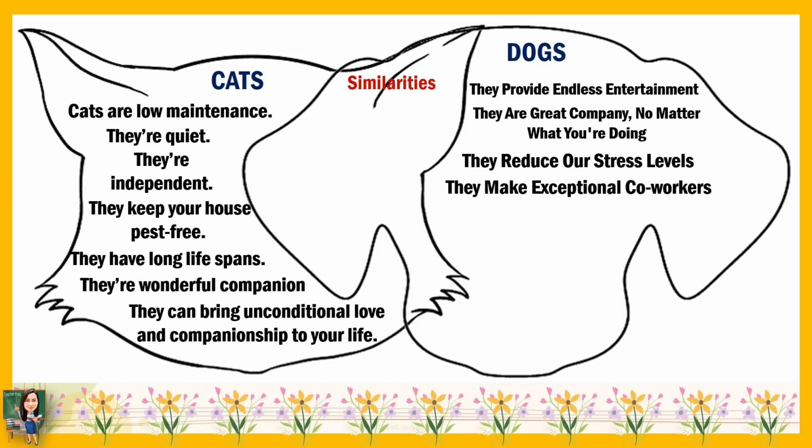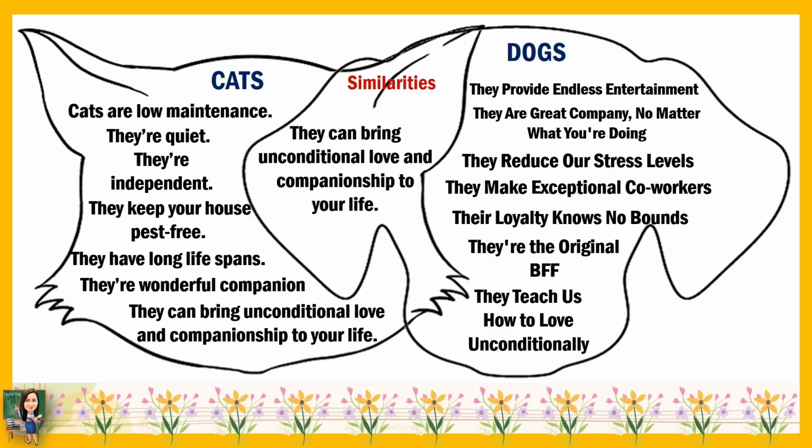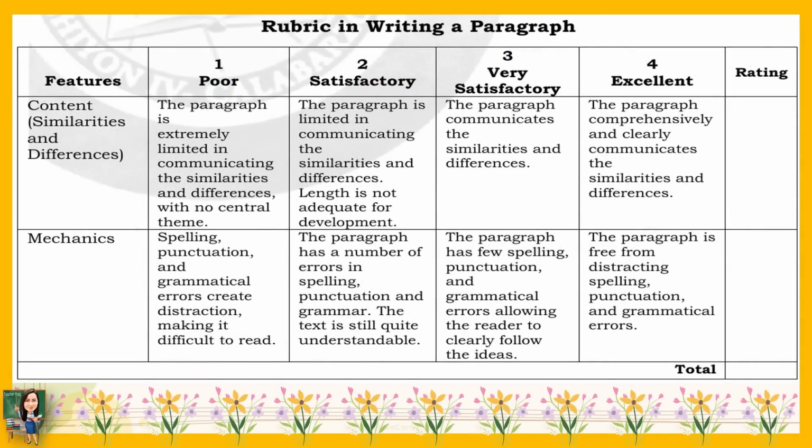They make exceptional co-workers. Their loyalty knows no bounds. They are the original BFF. They teach us how to love unconditionally. Their similarity is they can bring unconditional love and companionship to your life. Which one is the best pet for you? For me, cats and dogs are best pets. And now, be guided with the rubric below. So here is the rubric in writing a paragraph.